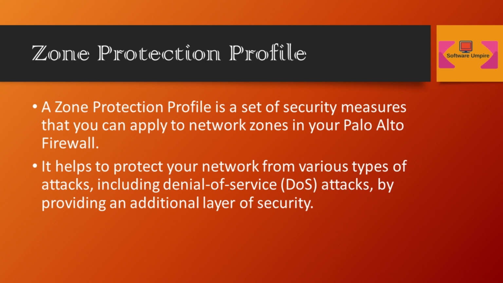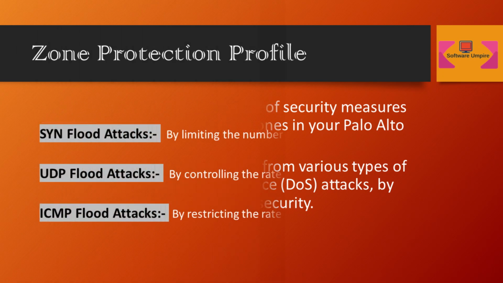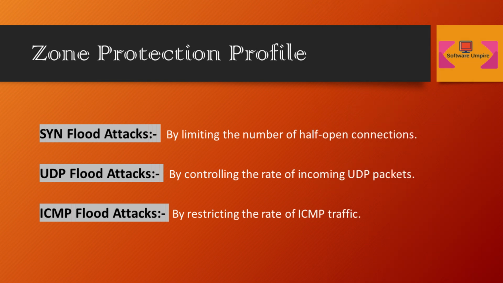A zone protection profile is a set of security measures that you can apply to network zones in your Palo Alto firewall. It helps to protect your network from various types of attacks, including denial-of-service attacks, by providing an additional layer of security. Zone protection profiles offer protection against various threats, including SYN flood attacks, UDP flood attacks, ICMP flood attacks.